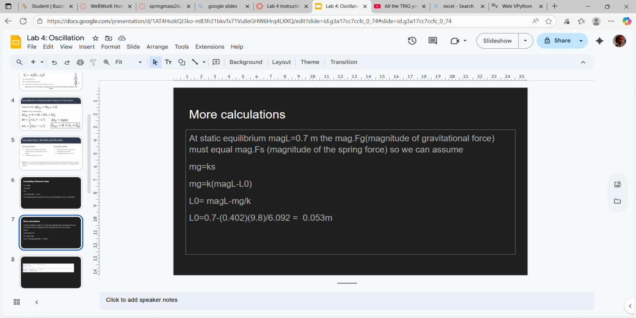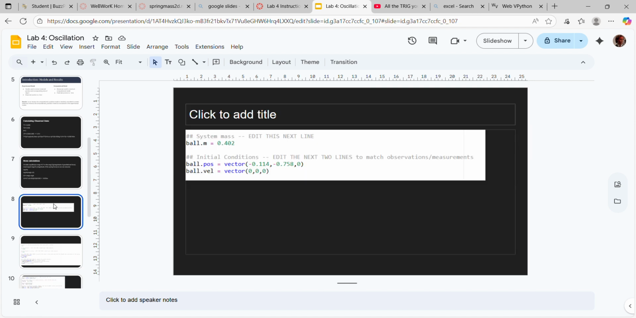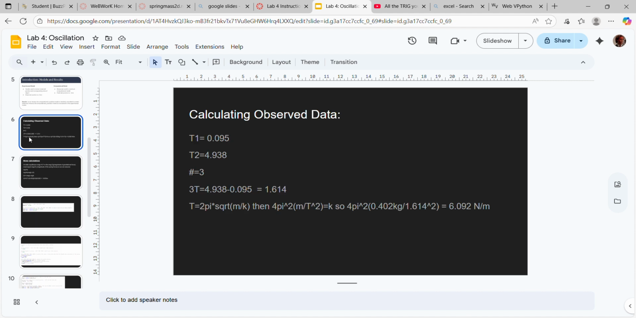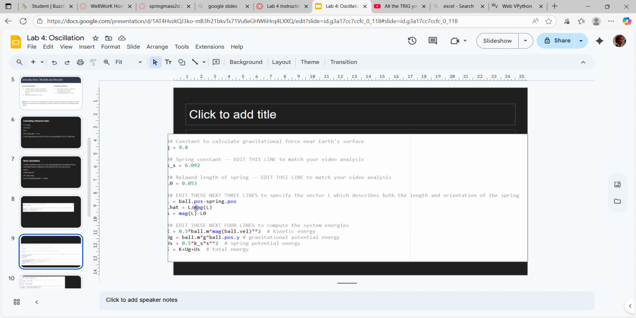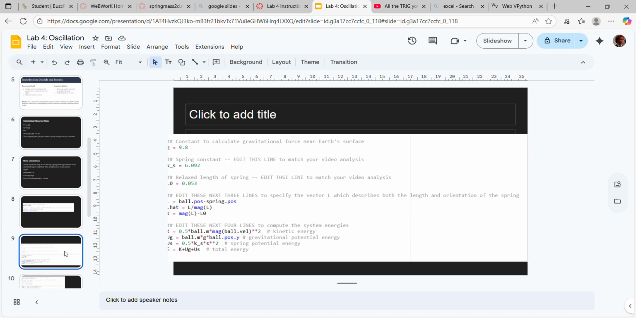Then we can figure out our L naught, or how long it's stretched. So we set that equal to each other, and we use L mag, or the magnitude of L, as 0.7 meters. Yep, and then we go ahead and plug that in. We find the initial position vector, based on the initial point that we took related to this time. Then we come over here and edit, so we use the spring constant that we found, and also our previous L naught.